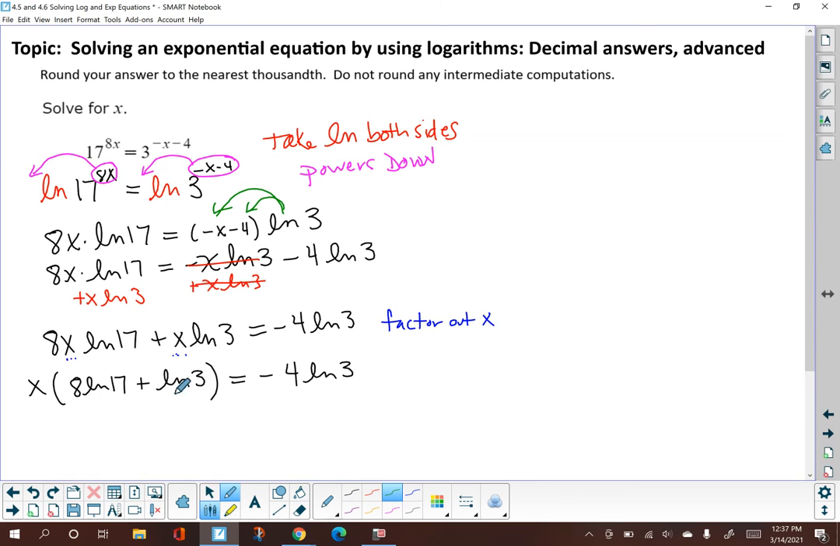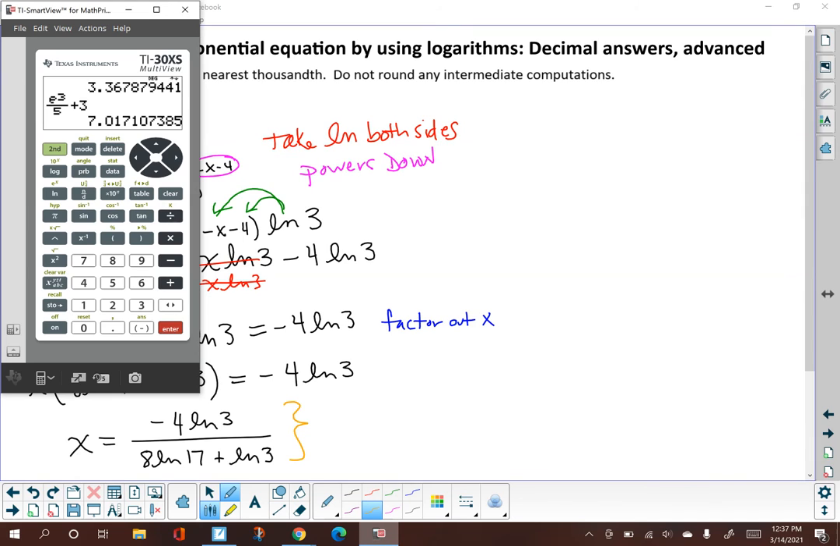We need to divide by this quantity so that the x is by itself. So our answer ends up being negative 4 natural log 3 over 8 natural log 17 plus natural log of 3. I just divided by that 8 log 17 plus log 3 on both sides, leaving the x by itself. And now we are ready to type that into our calculator.